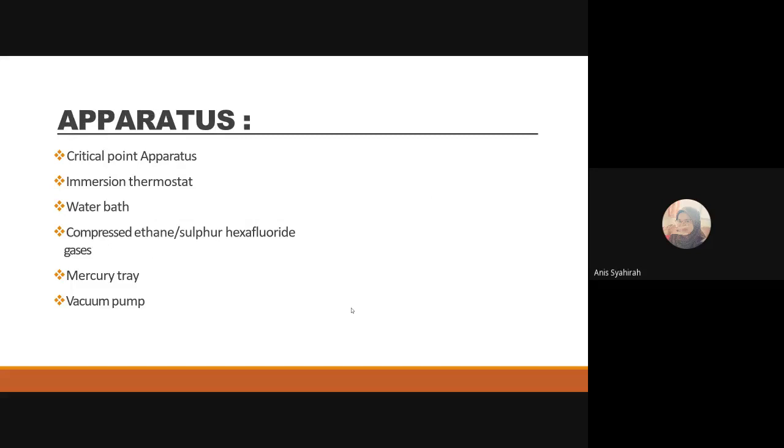Okay, the apparatus we use is a critical point apparatus, an immersion thermostat, a water bath, compressed ethane or sulfur hexafluoride gases, and the fifth is a mercury tray and vacuum pump.